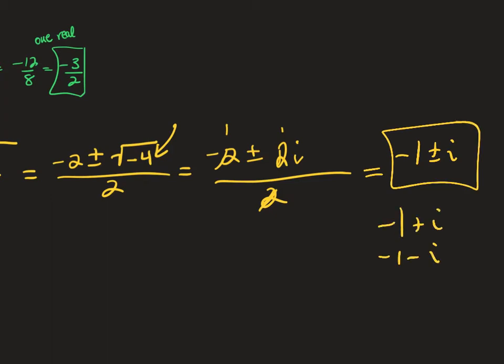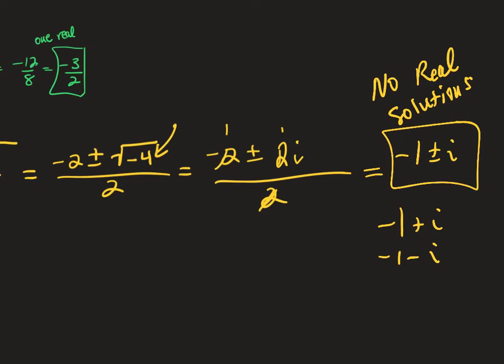But what can you tell me about these solutions? Are they real? No. Why not? Because i is imaginary. Because i means imaginary. So there's 3 types of solutions that you can get for your quadratic. You can get 2 real, you can get 1 real, or you can get no real.